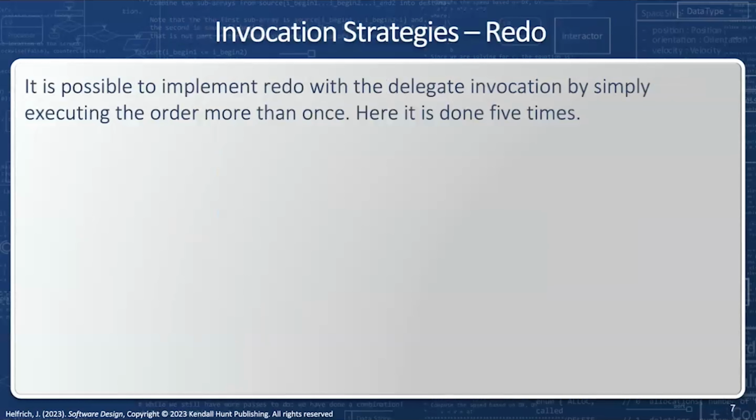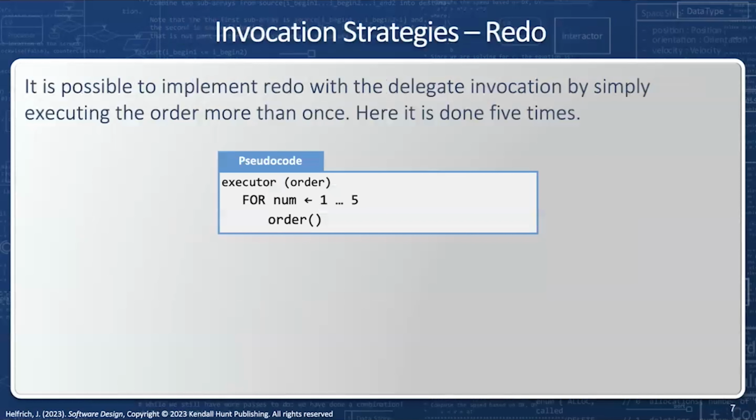The final example is redo. So once again, we'll have some pseudocode here. In this case, the executor wants to execute the order 5 times. Even though only one instance of the order was sent, the executor gets to decide how many instances are executed.